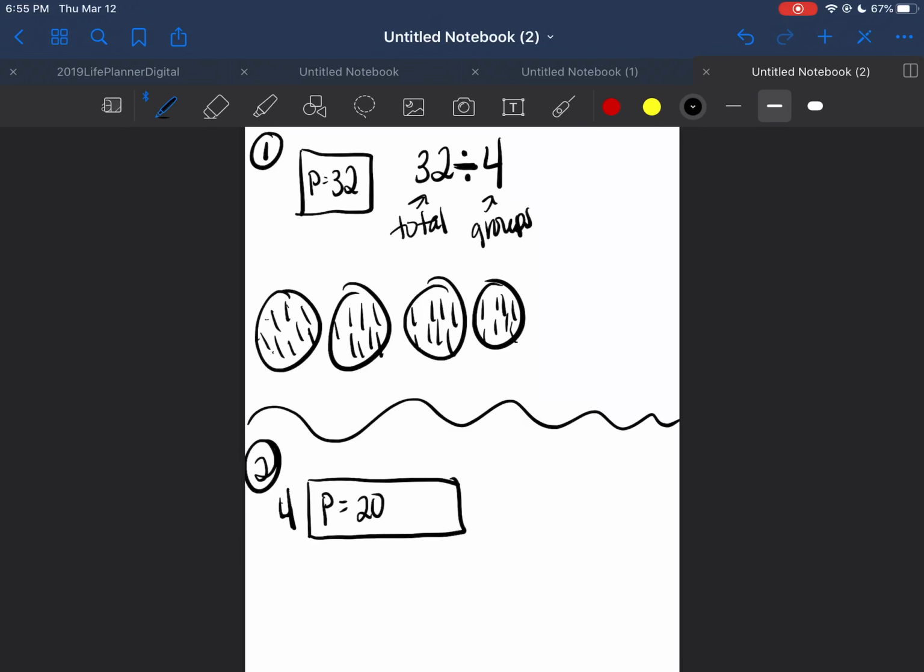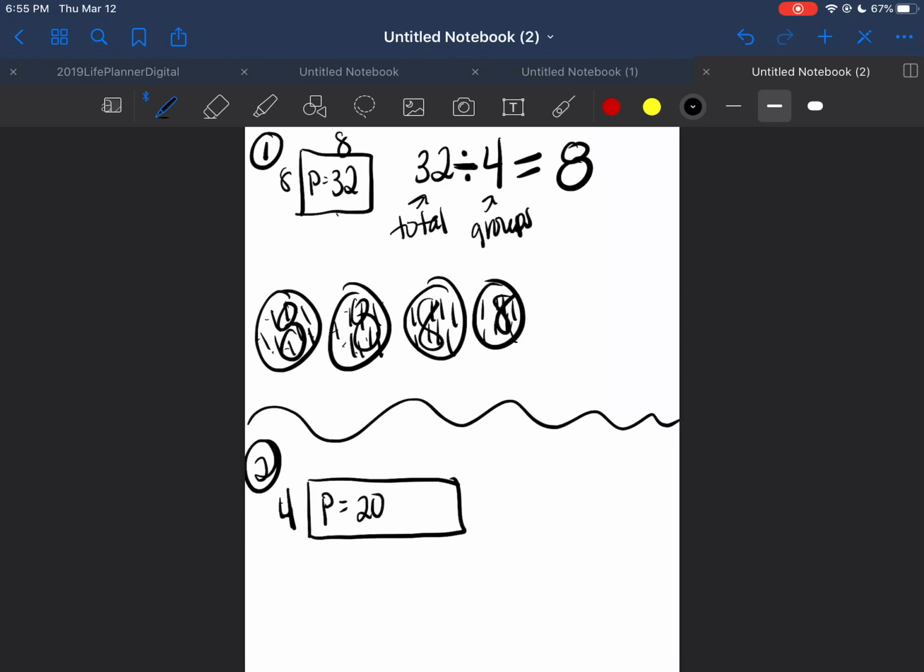All right, let's check group 1. 1, 2, 3, 4, 5, 6, 7, 8. Check group 2 to make sure we have an equal amount because we shared equally. 8, so we should have 8 and 8. 32 divided by 4 equals 8.